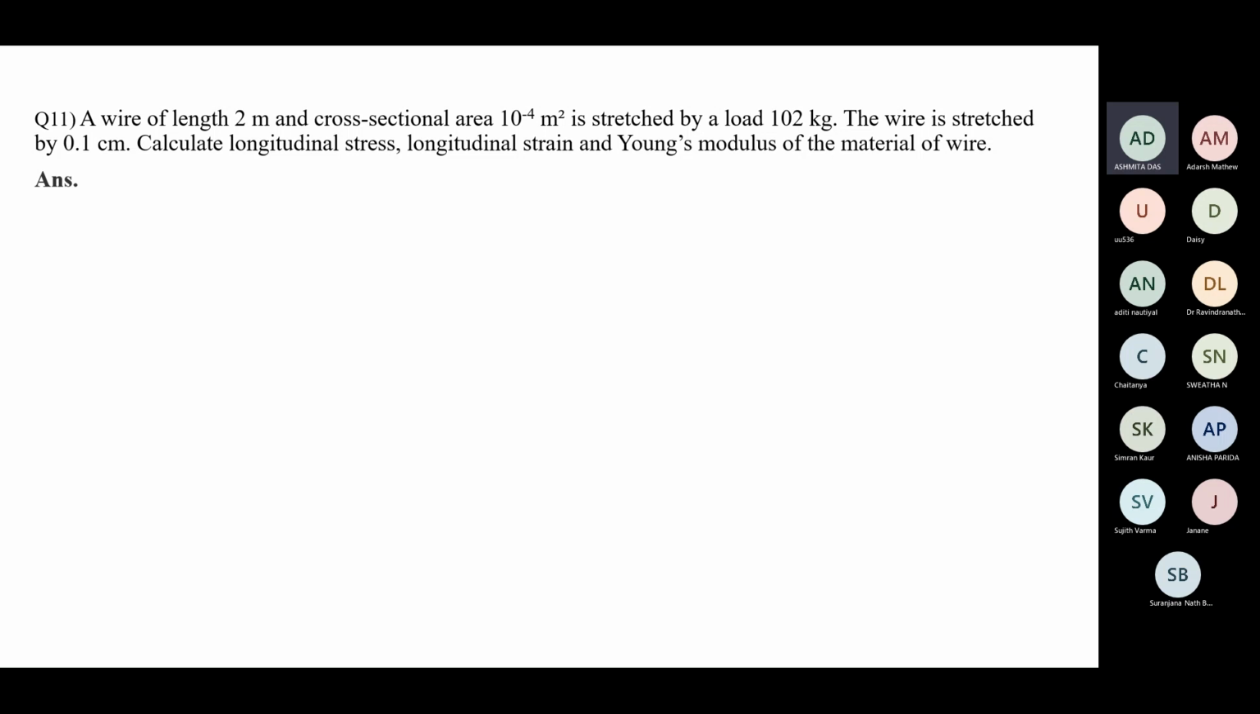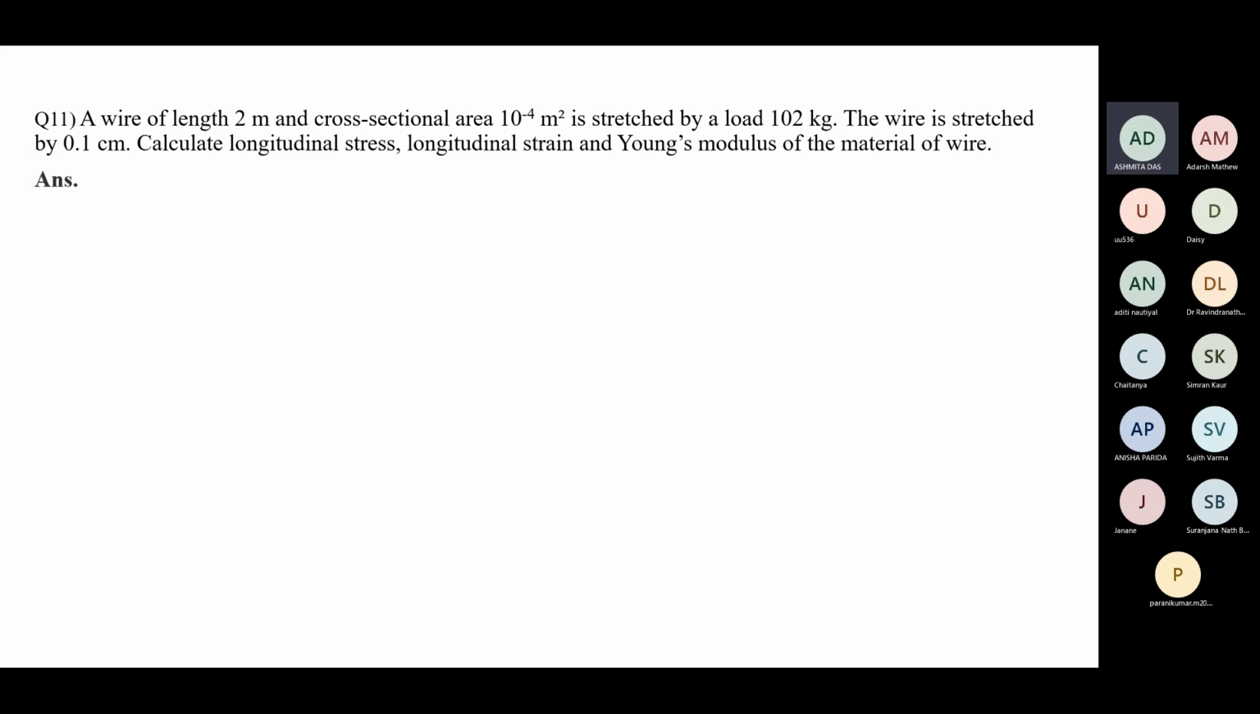Now moving to the first one, that is the stress. Stress equals F by A. So F equals 102 into 9.8 divided by A, and A is 10 to the power minus 4. So the stress value comes around 1 into 10 to the power 7 Newton per meter square. Now moving to the next one, that is strain. Strain is equal to change in length by L, that is 1 into 10 to the power minus 3 divided by 2, as 2 is given as the initial length.